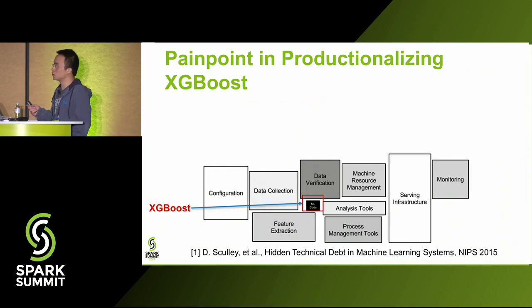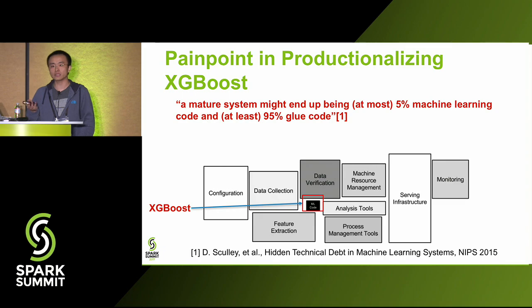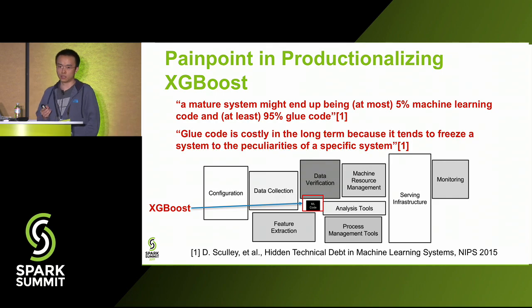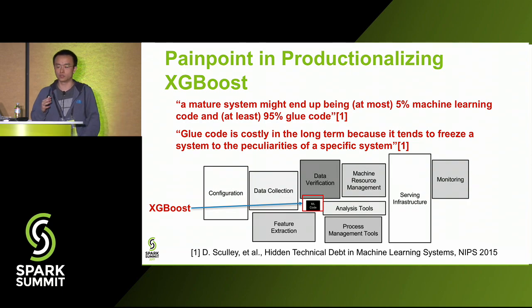In NIPS 2015, there is a famous paper from the Google team. They point out that a machine learning system might end up with at most 5% machine learning core code, and at least 95% glue code. Unfortunately, this glue code is costly in the long term, because it will bind your infrastructure to a certain machine learning core code, and it will be very hard for you to test alternatives.